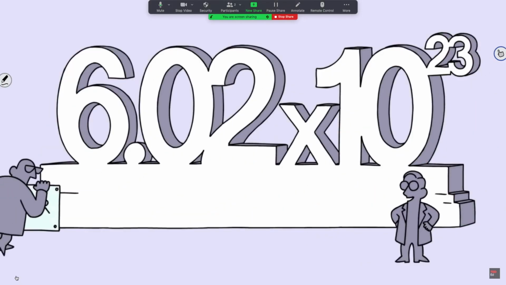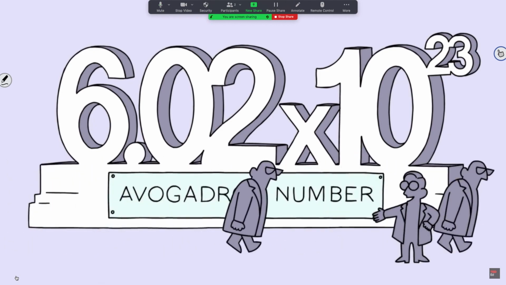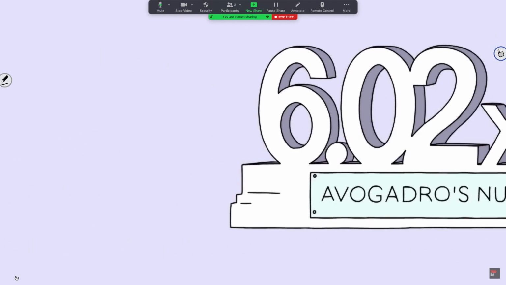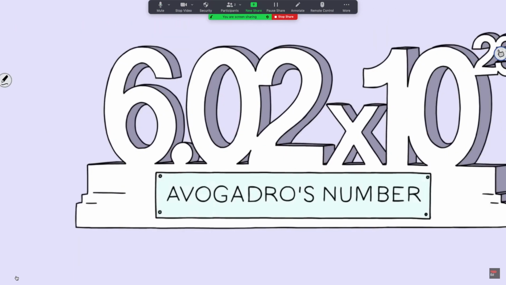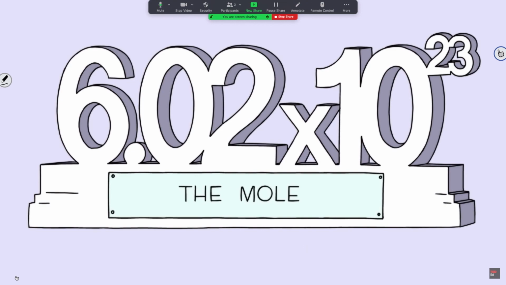Scientists named the number 6.02 times 10 to the 23rd after him. He is simply known as Avogadro's number. Now, back to the mole. Not that mole. This mole. Yep, this number has a second name, the mole.